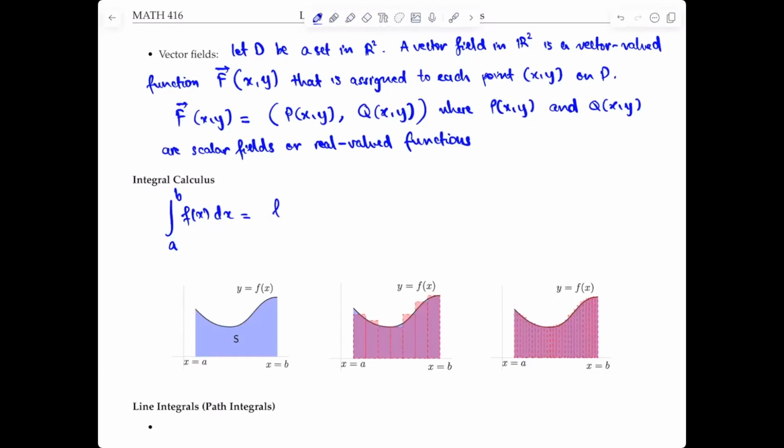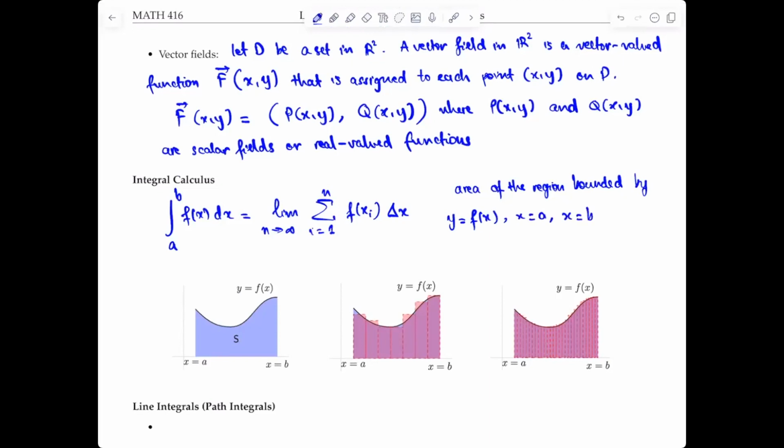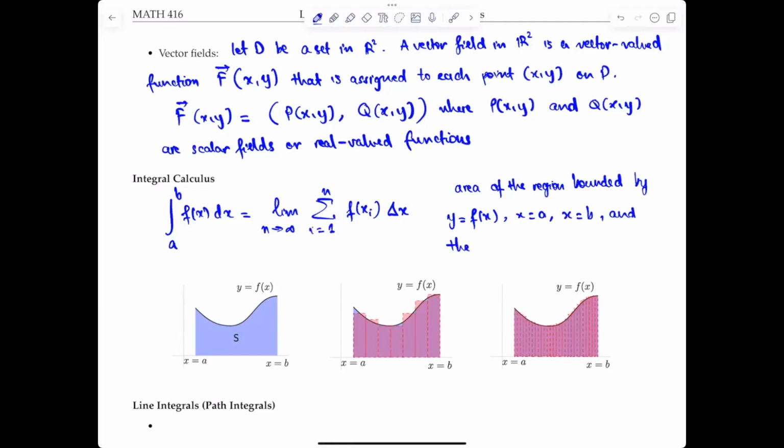Remember that? The limit of the summation for i going from 1 to n, as n goes to infinity, of f of x sub i times delta x. That is the formula for the definite integral. f times delta x is the area of a rectangle. Just add all the areas together and increase the accuracy by taking the limit. So this is basically the area of the region bounded by y equal to f of x, x equal to a, x equal to b, and the x-axis.